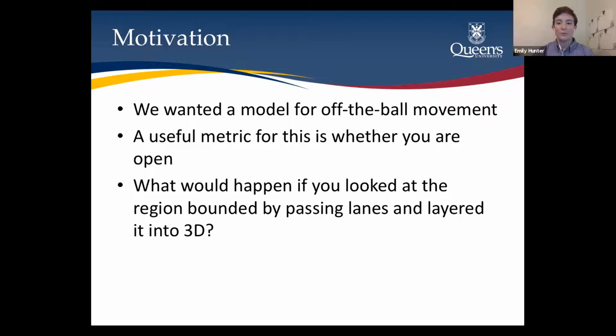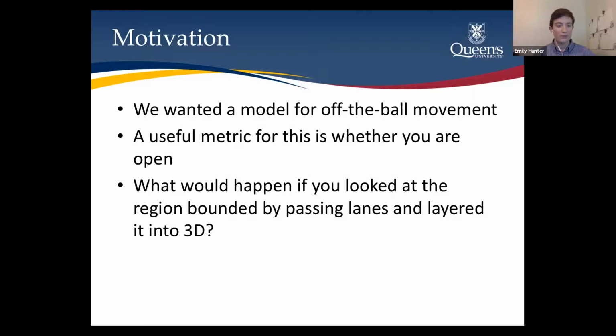So for this model, we kind of wanted something that would look at off-the-ball movement. A lot of models for soccer examine whether making a pass was a good idea, or whether it increases scoring opportunities or expected goals. But there's still 21 other players on the field. So we wanted to look at whether people who didn't have the ball were making the right decisions.